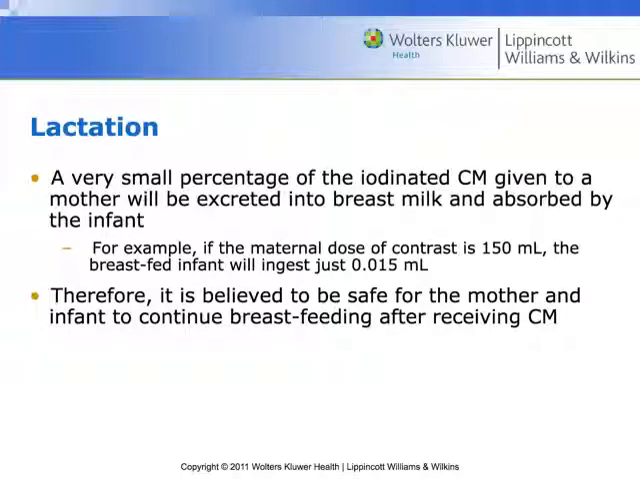Lactation. A very, very small percentage. She says it's like 0.1% could potentially wind up in the milk, and a reduced percentage would actually be absorbed by the nursing child, right? In the past, we weren't sure, so we would say pump and dump for 24 hours, which is always great as a guy to explain to a girl. But pretty much the guidance now is that it's believed to be safe for mothers of infants to continue breastfeeding after receiving iodine contrast, right?